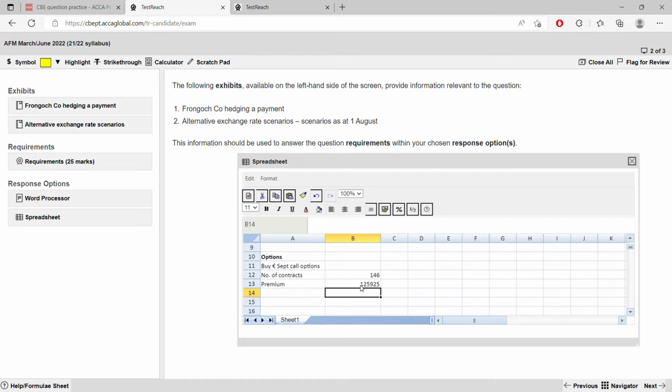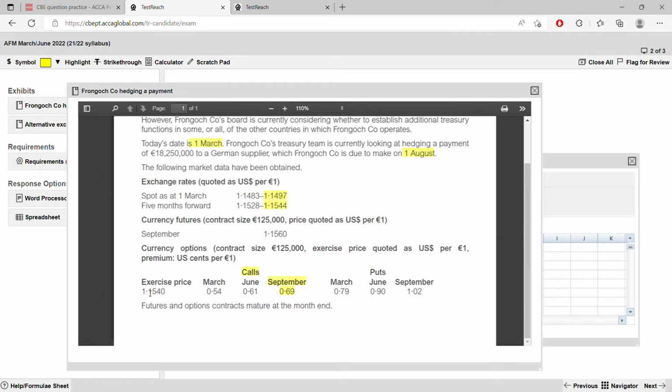Okay, now the outcome, or you can leave one line and write outcome using option. What would it be? See option, what you have done for future, do exactly the same thing here. Number of contracts into 125, the contract size. There you multiplied with the closing future price. Here you will multiply it with the exercise price because we assumed it will be exercised, which is 1.1540.